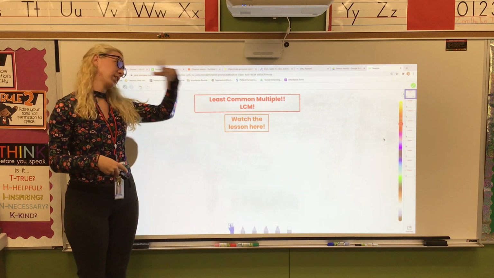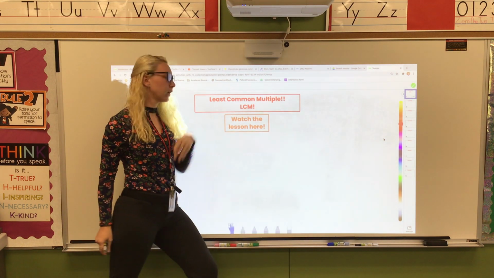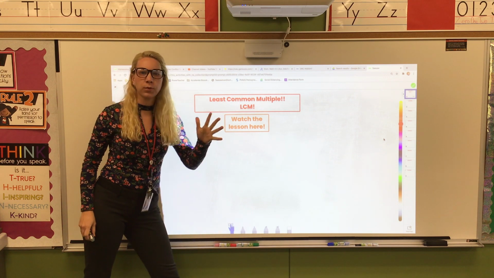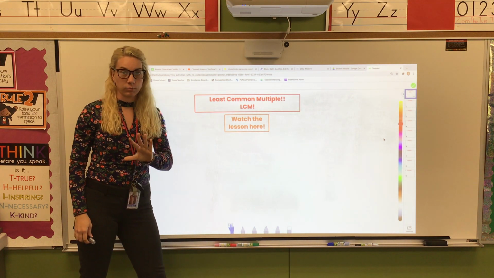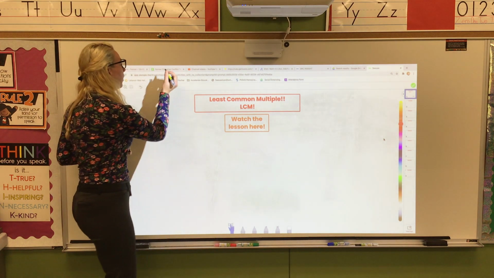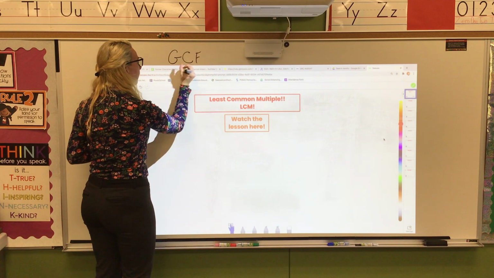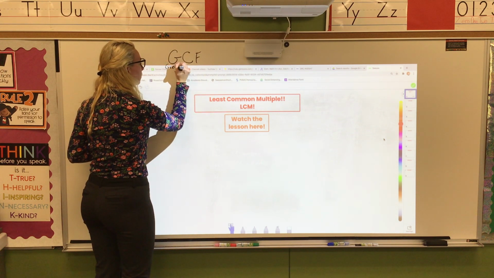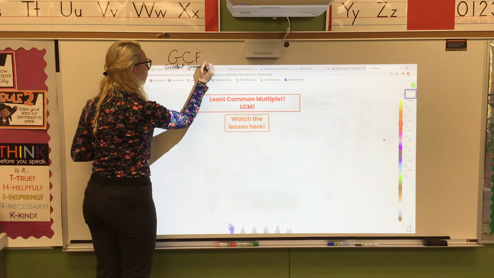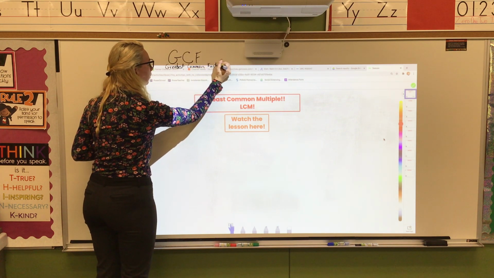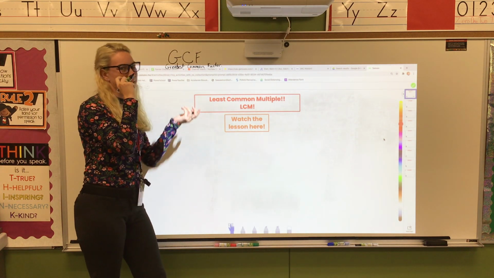Least common multiples, or the LCM. Least common multiples. This is where we were going all week, all right? We started off on Monday with greatest common factor, the GCF. If you guys remember that, we had the GCF, the greatest common factor.